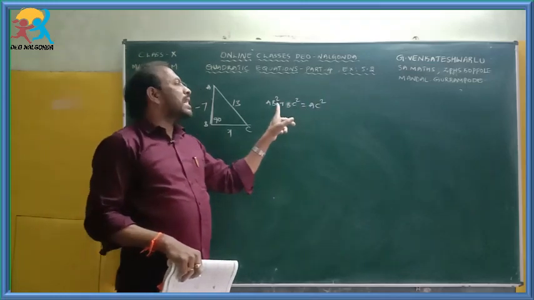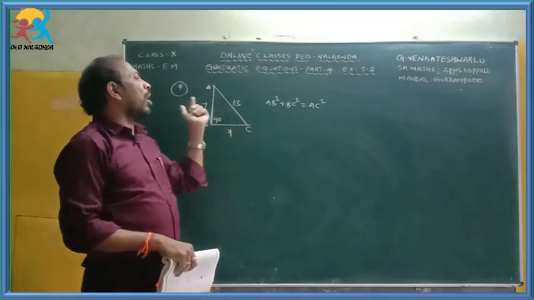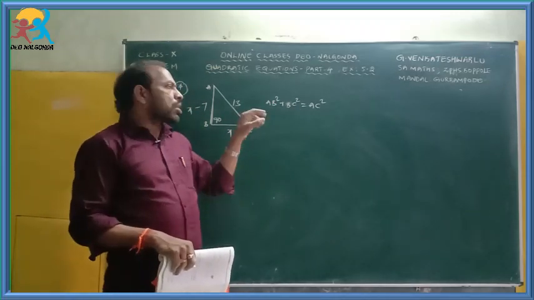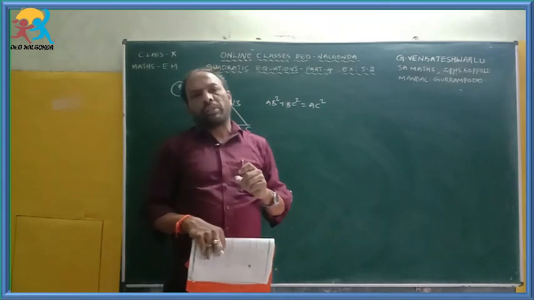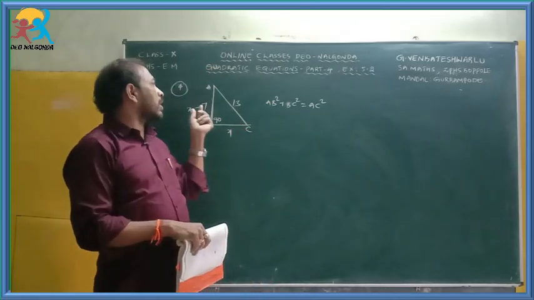Square of hypotenuse is equal to sum of squares of the remaining two sides. By substituting all these values in the given equation, we can obtain a quadratic equation. By resolving into factors, we will get the x value.